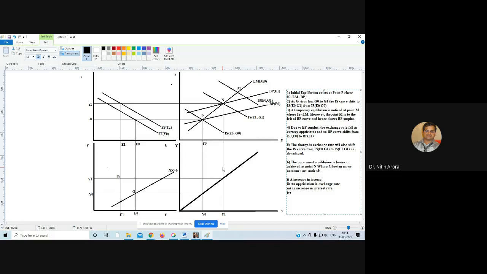Number four, a deterioration in current account, as NX equilibrium shifted from point Q to point R. R is to the left of the NX curve, and so NX is less in deficit.